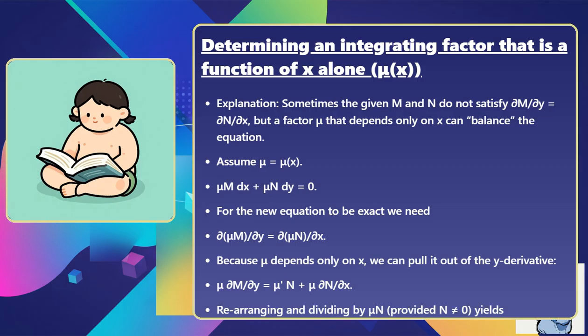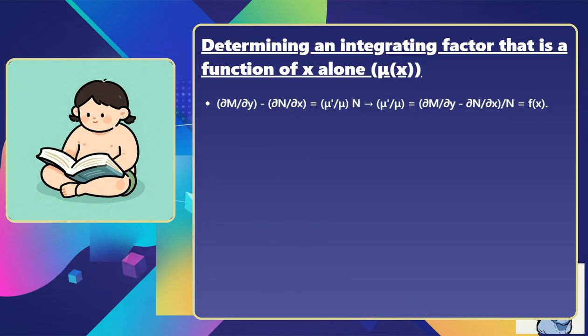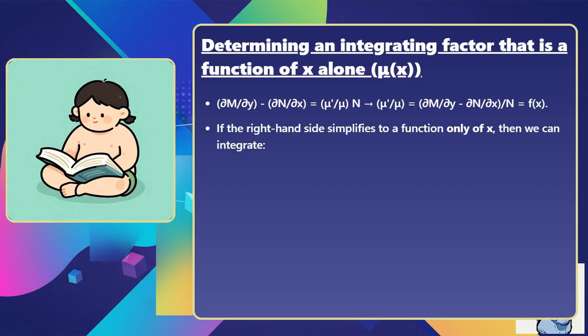Rearranging and dividing by mu N, provided N is not equal to 0, yields partial M by y minus partial N by x = (mu'/mu) times N, which implies mu'/mu = (partial M by y minus partial N by x) divided by N = f(x). If the right-hand side simplifies to a function only of x, then we can integrate: ln mu = integral of f(x) dx, which implies mu(x) = exponential of the integral of f(x) dx.